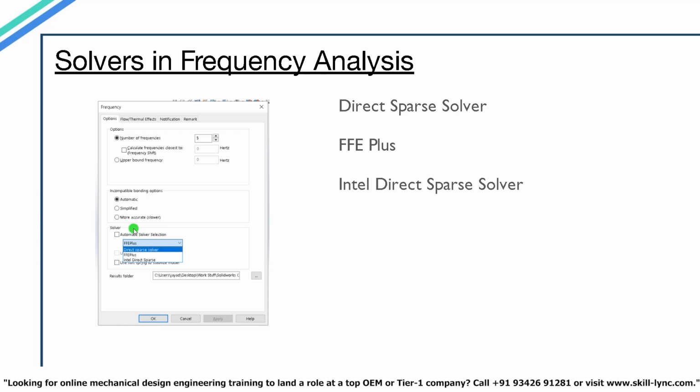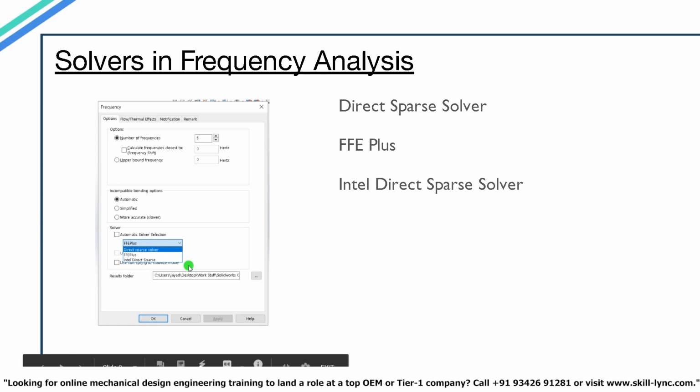The automatic solver selection is the default option which is given to almost all types of simulation modules, be it static, buckling, thermal, or frequency. But should you decide to manually select each of these solvers, you can just click on this drop-down box and select either one of them.